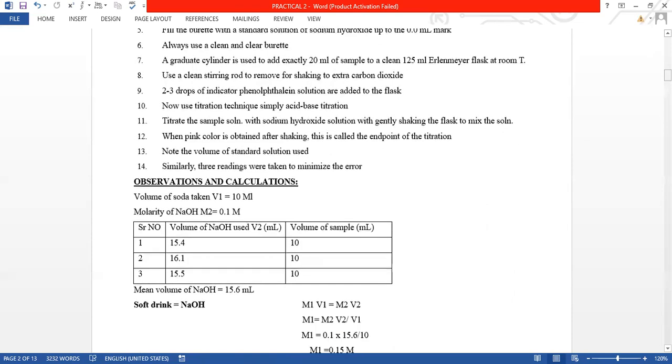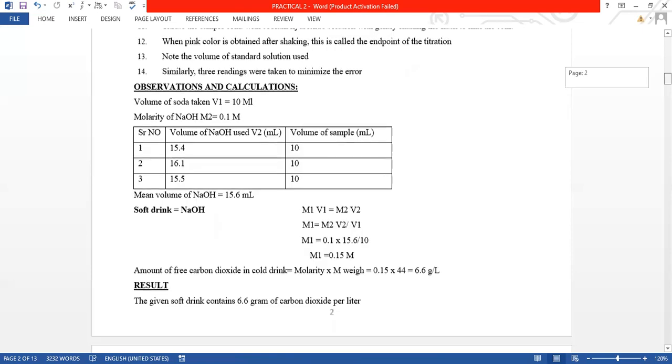Add 2 to 3 drops of the indicator solution into the flask. Now use the titration technique, similar to an acid-base titration, and titrate it. When the pink color is obtained after shaking, this is called the endpoint of the titration. Similarly, 3 readings were taken to minimize the error.